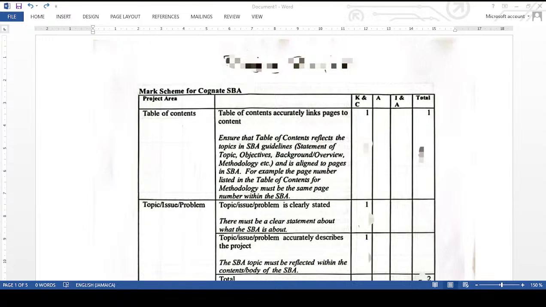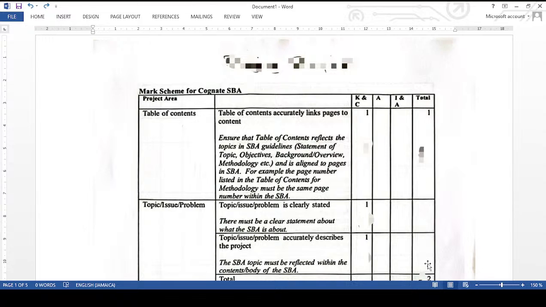All right. So I want to be talking about today the Business Cognate SBA, right? It has been requested by popular demand. And so I want to spend a little time to talk about it. All right. So I want to look at certain things.